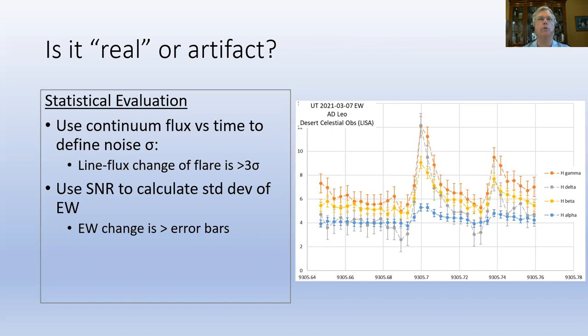In our graphs of equivalent width versus time, we use the continuum signal to noise ratio to calculate error bars on equivalent width. As shown in these Lisa spectra, R about 1,000, the flare signature is definitely larger than the error bars on all the Balmer lines. So again, we conclude that this is real.